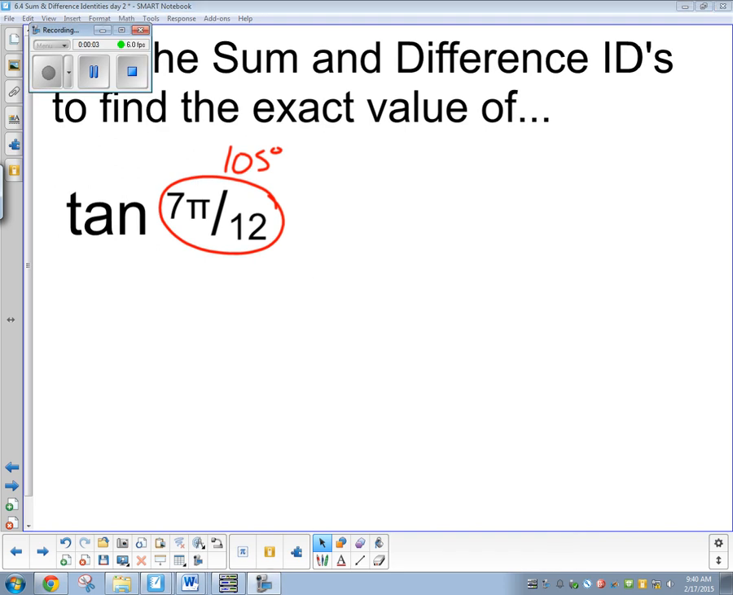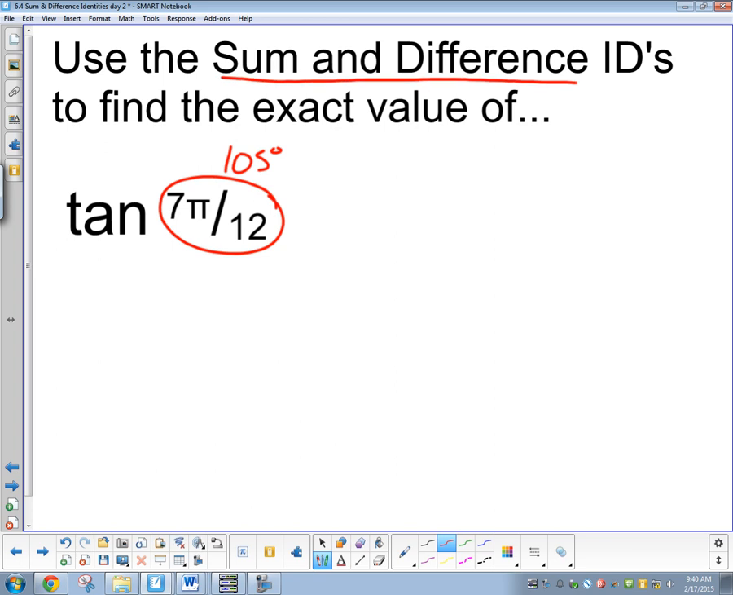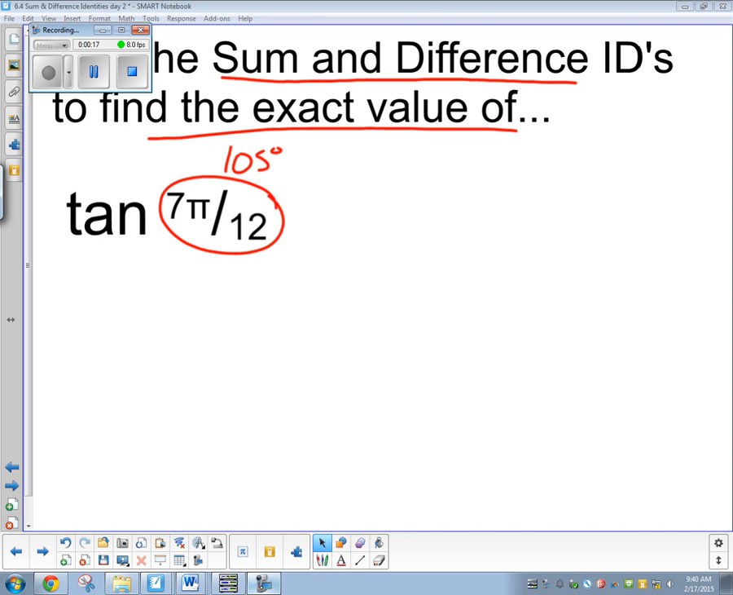Same idea. Use the sum and difference identities to find the exact value of tangent of 7 pi over 12. Okay, we talked about the 12ths the other day, but remember how this works. You're just counting to figure it out. The first thing you want to do is change that to degrees. We look at our unit circle and use our brains and figure out that it matches up with 105 degrees.